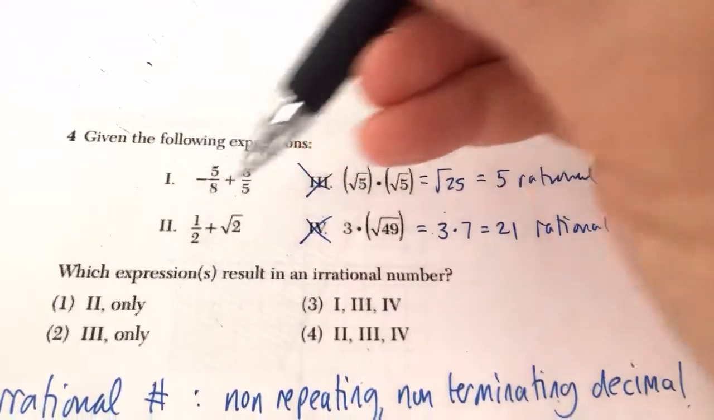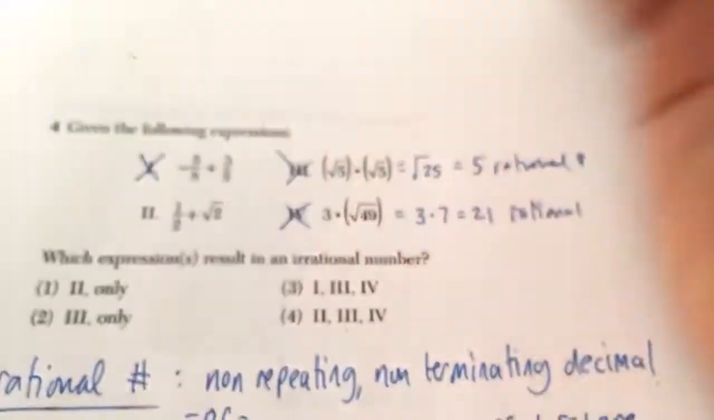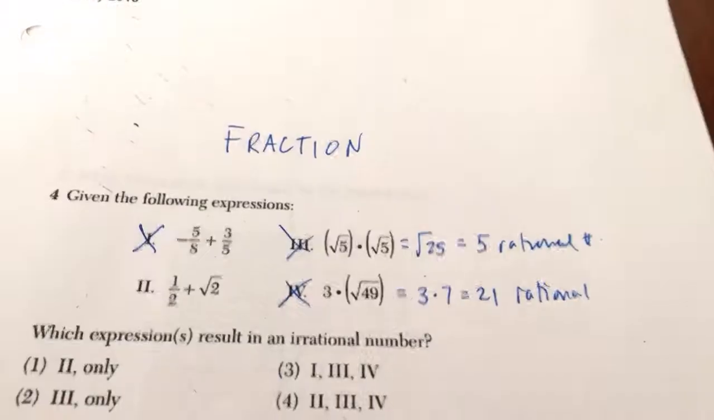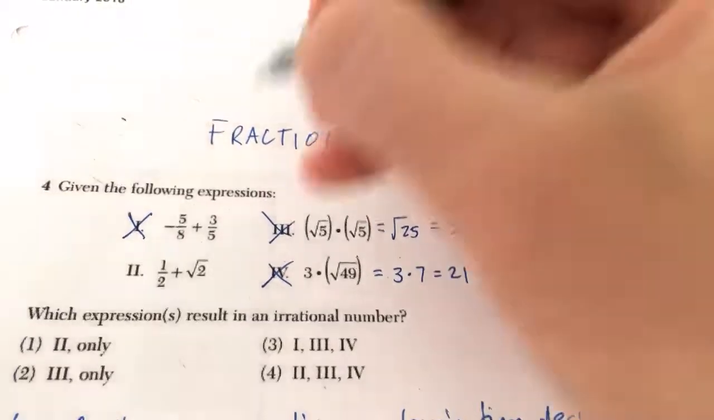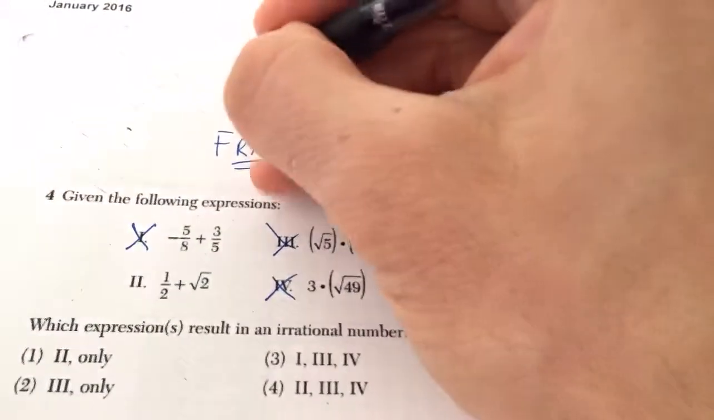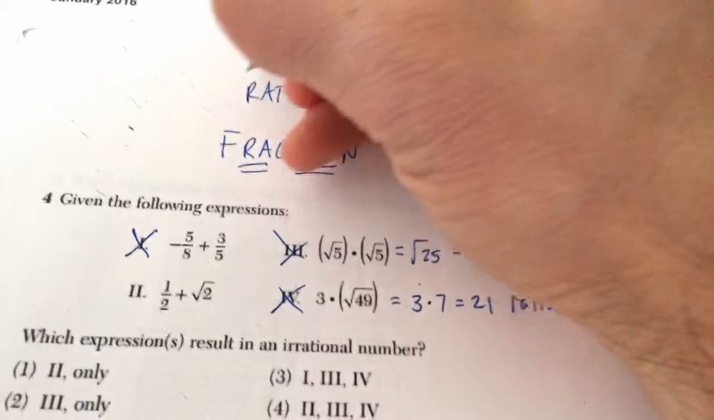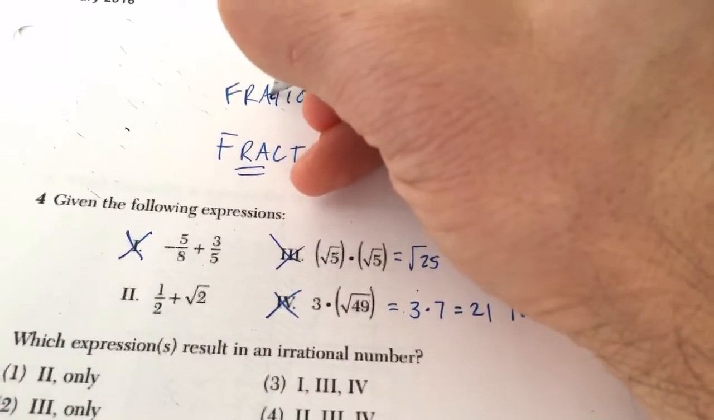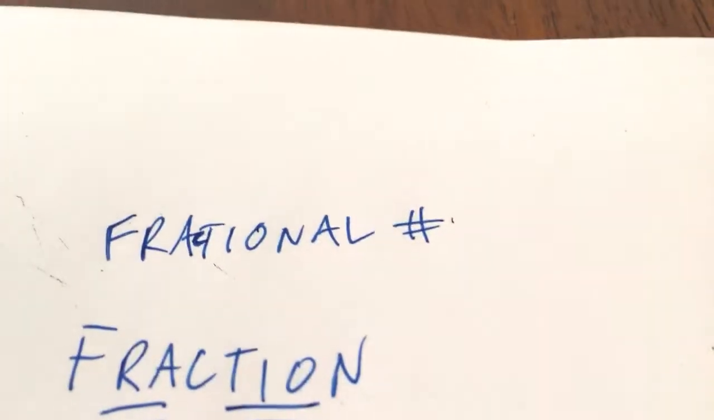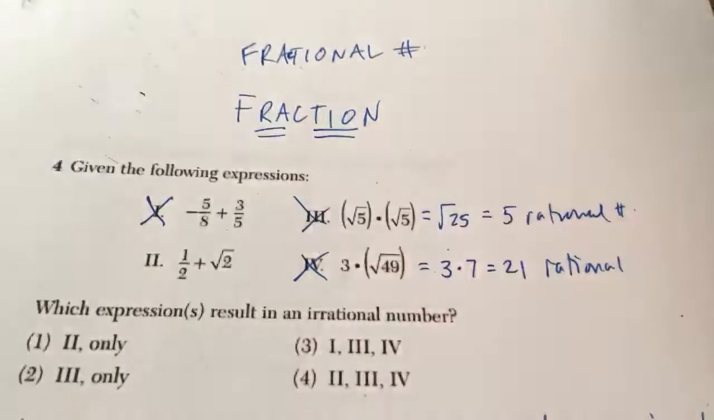If you're finding the sum of two fractions, that's a rational number. Fractions are rational numbers. In the word rational, the word ratio resides in it. A rational number can be written as a fraction; it has to have a terminating decimal or a repeating decimal. So in this case, it's just choice 2, number 1.